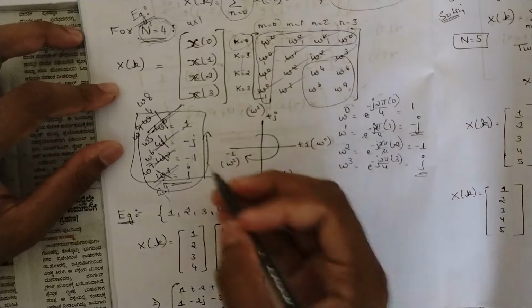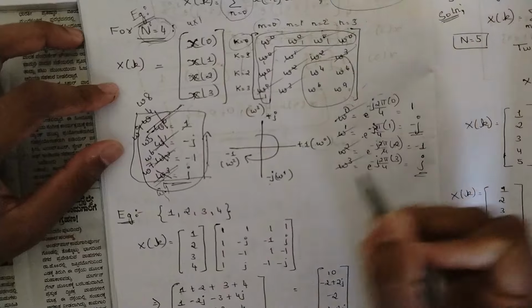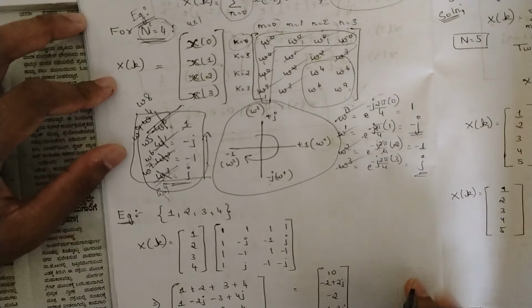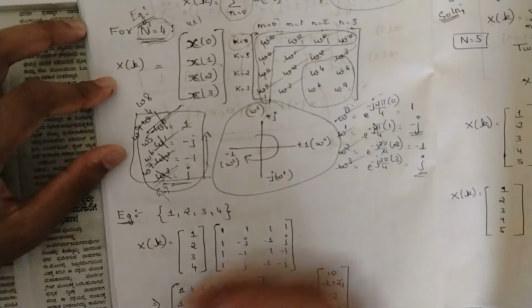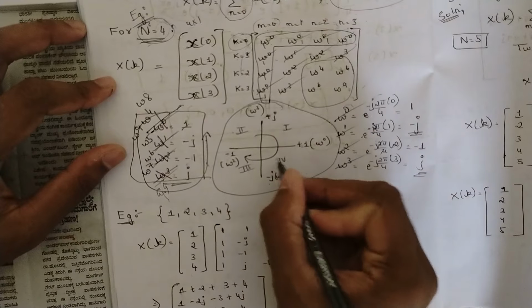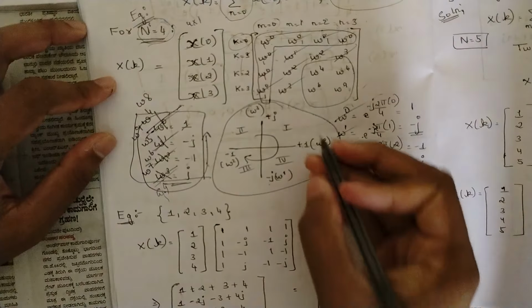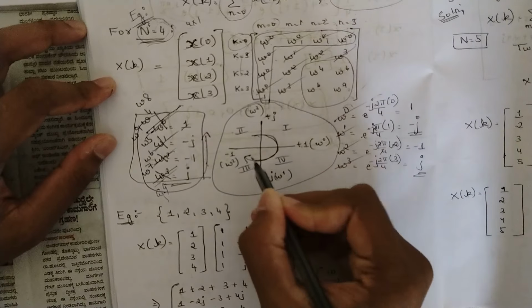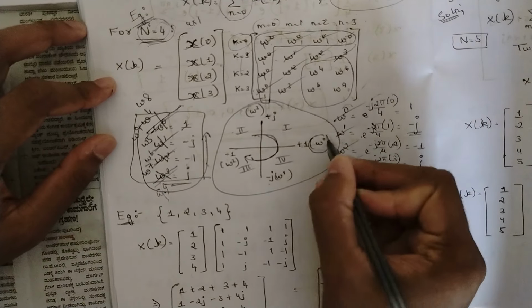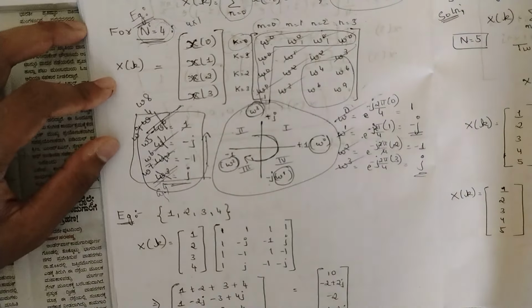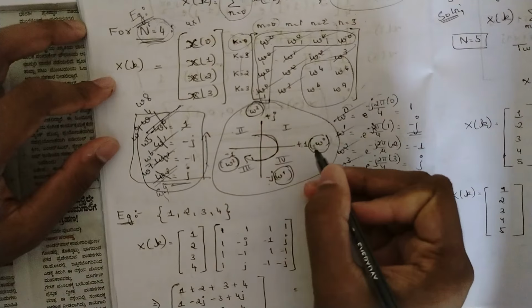Another trick to remember the values of w power 0, 1, 2, 3 is that we should construct a 4 quadrant system here. This is the first quadrant, second quadrant, third quadrant and fourth quadrant, right? So draw this in a clockwise direction, like this. This is omega power 0, w power 0, w power 1, w power 2 and w power 3.